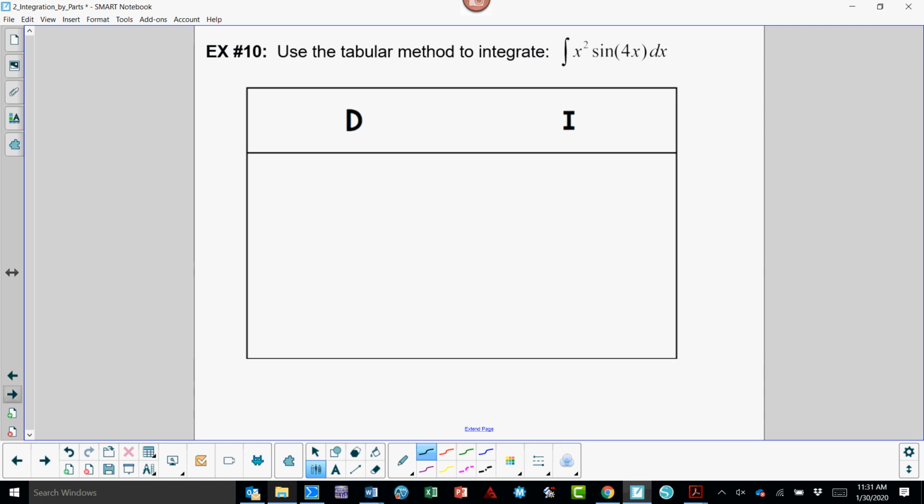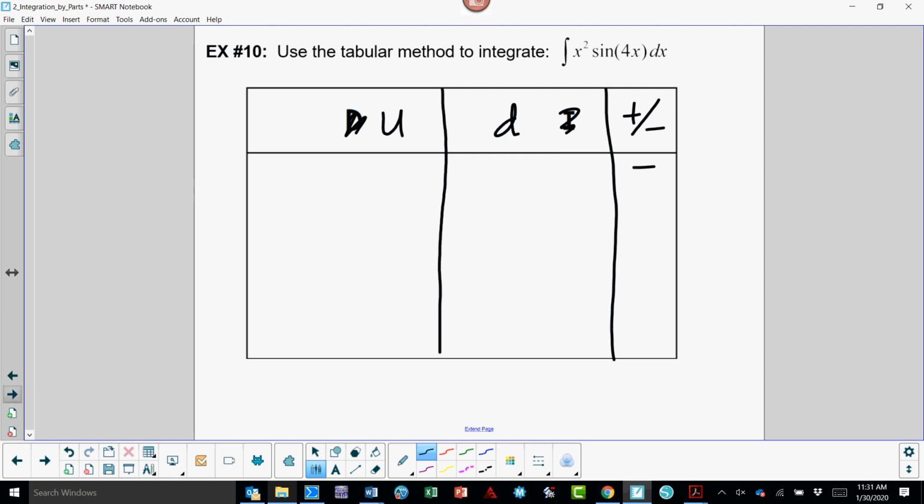Okay, so if we use the table method to integrate this, I'm going to add a column for the plus minuses, and we're just going to do it that way. We're going to put plus minus here, and we're going to start with minus for the first, then plus, because actually we're pointing at the plus, okay? So this is u, and this is dv. So u is going to be x squared, dv is going to be sine 4x.